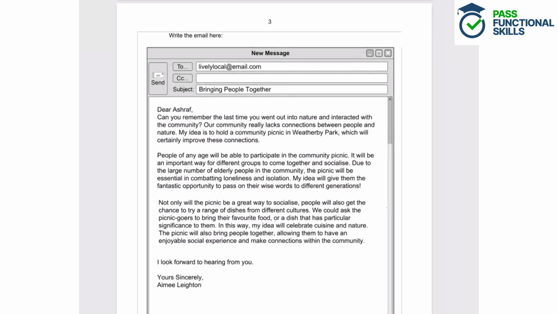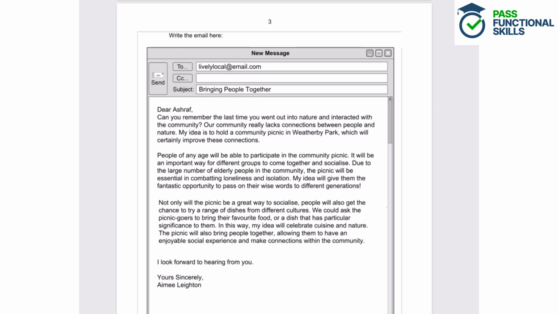To livelylocal@email.com. Bringing people together. Dear Ashraf, can you remember the last time you went out into nature and interacted with the community? Our community really lacks connections between people and nature. My idea is to hold a community picnic in Wetherby Park, which will certainly improve these connections. People of any age will be able to participate in the community picnic.